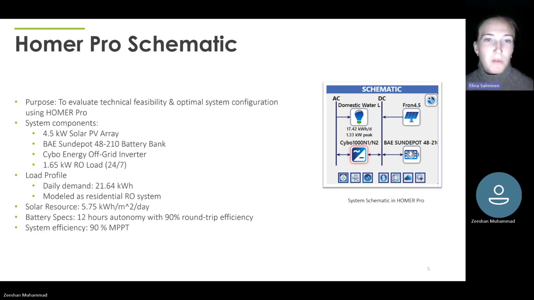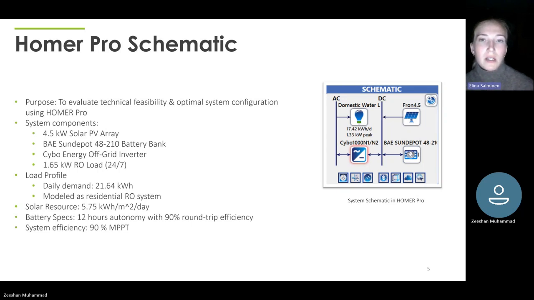Yes, so as mentioned before, we simulated the system in Homer Pro to evaluate the technical feasibility and optimal system configuration. On the right, we have the system schematic in Homer Pro. And basically, the system components are the solar PV array, which is 4.5 kilowatts, then the battery bank, inverter, and the domestic water load.